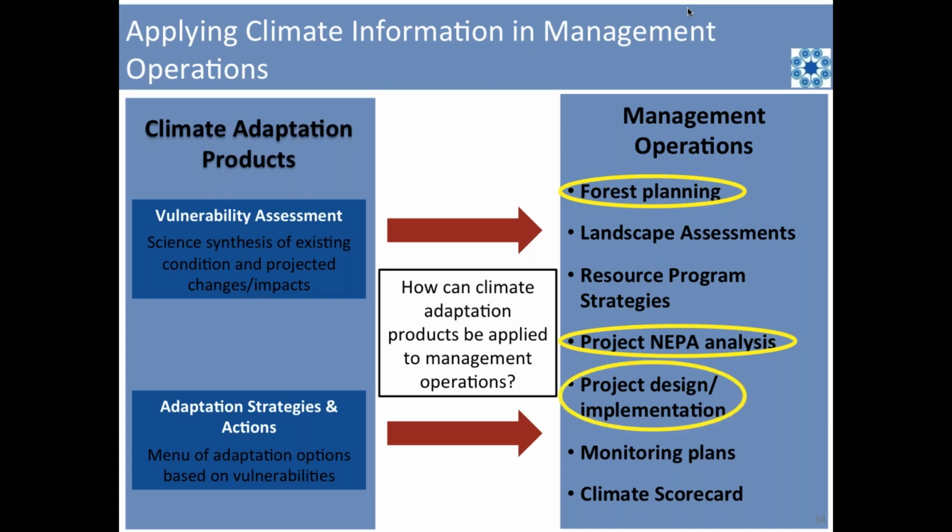The adaptation strategies and actions can also be used in forest planning, for example, helping to articulate your desired conditions. It can also be used to help articulate the project purpose and need, and the adaptation actions can be used in project design and implementation. And then, although it's no longer relevant, it sounds like, both can be used to help address the climate scorecard. And if you want other examples, feel free to contact me. Again, this is Jessie Kirshner. I have other examples of how this information can be used or how other forests have used it. This is just meant to give you a quick snapshot.